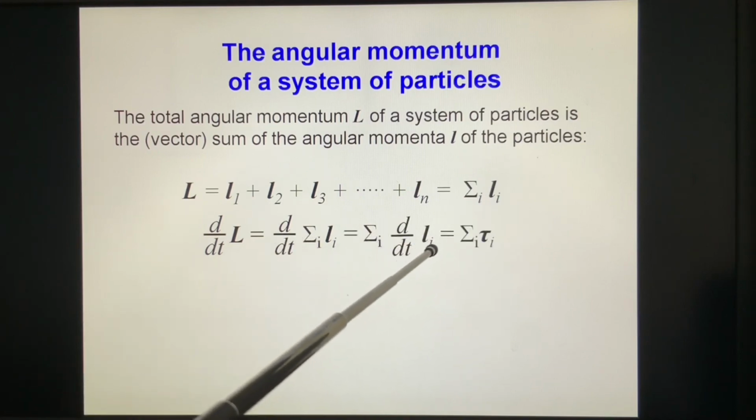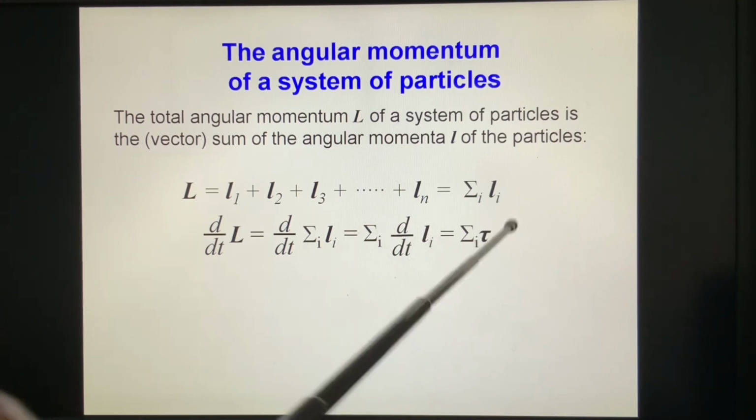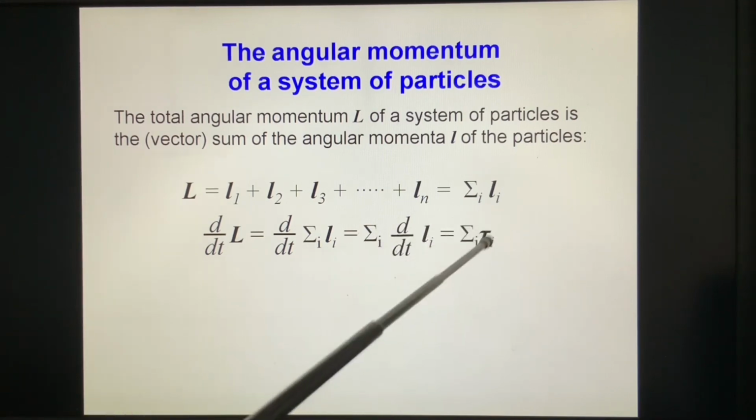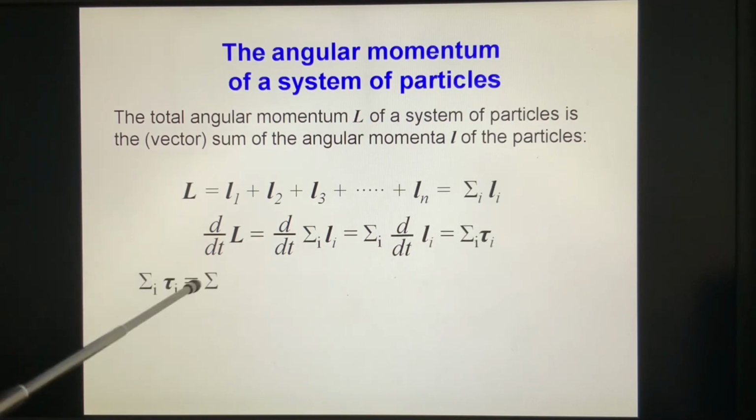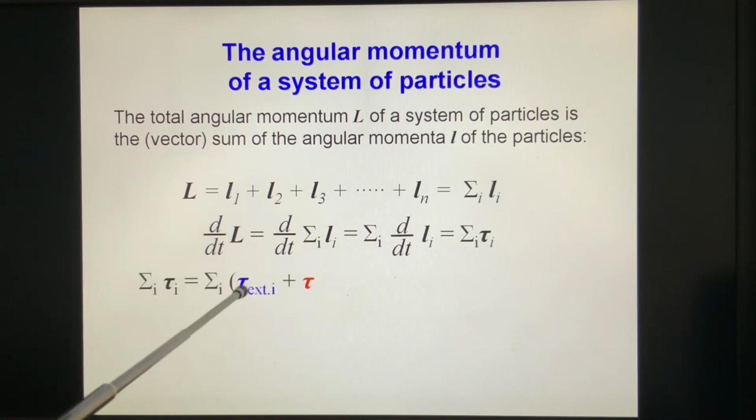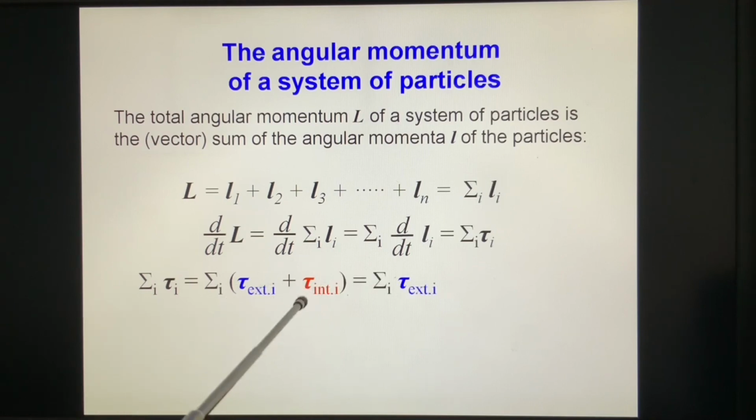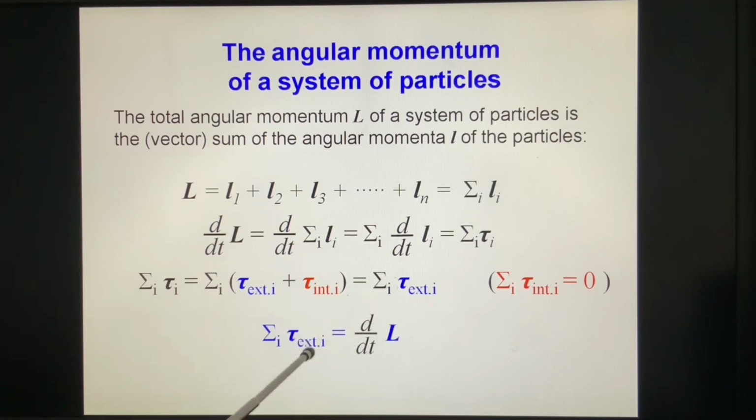And dLi/dt equals sigma tau i. This is the sum of the total torque, and the torque includes two parts: one is external force torque, one is internal force torque. We find that sigma internal torque equals 0. Why? Because forces always appear in pairs, and their torques put together are 0. So combining these, we get sigma external torque equals dL/dt.